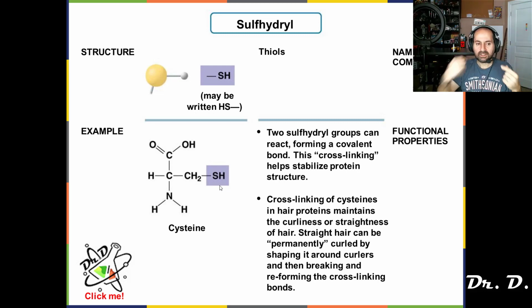People with curly hair have more of this amino acid cysteine in their hair proteins. So when those sulfhydryl groups come into contact, they actually form a covalent bond, a disulfide bond, and that causes the curling of those hair proteins and the hair itself. So it's pretty interesting stuff. We're going to be talking about these functional groups in more detail.